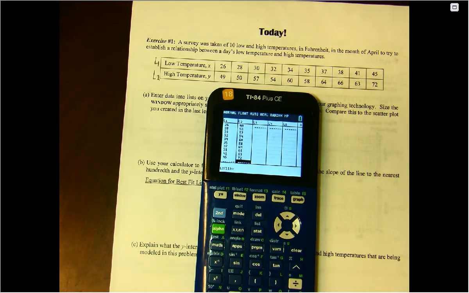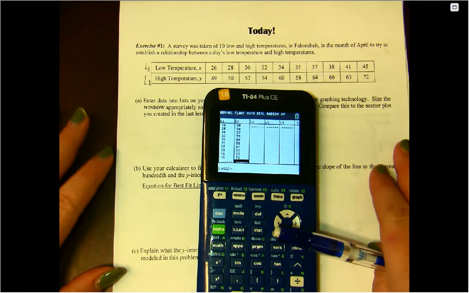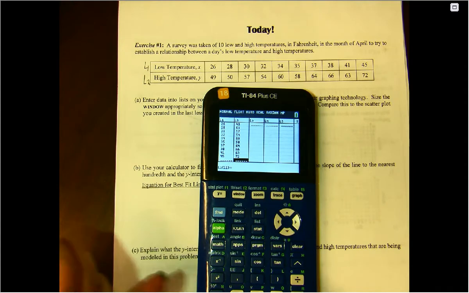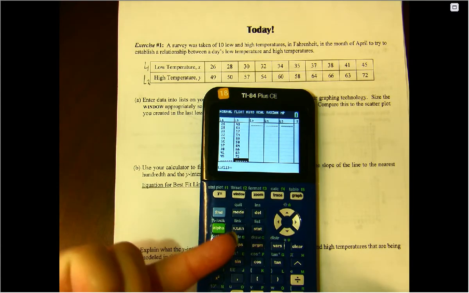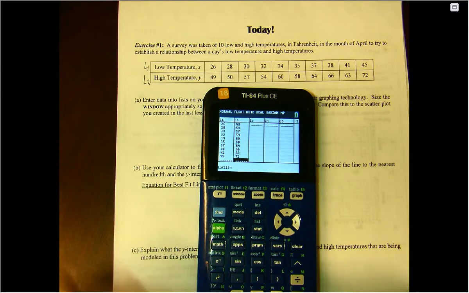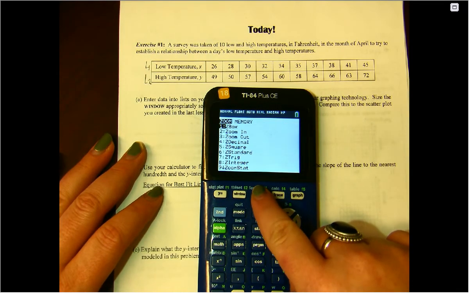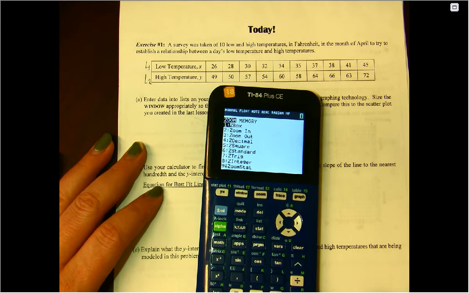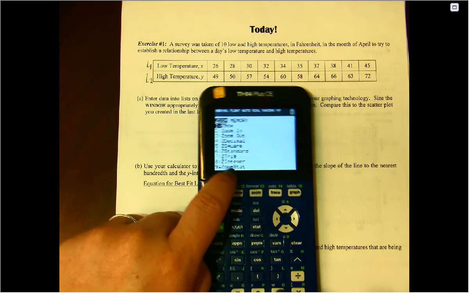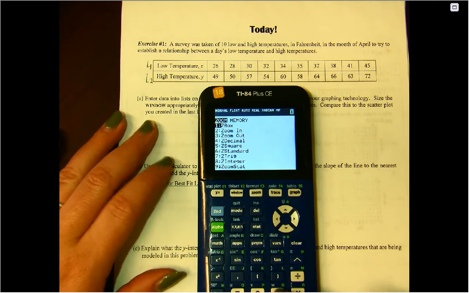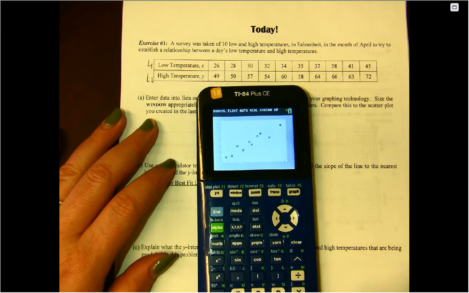Okay, so I have my data here, all right? So I have my stat plot on, and I have my data. The next thing you're going to do to get the graph is you're going to hit zoom, okay? Right here, that zoom number, and then you're going to hit number 9. So you see number 9, it says zoom stat. That means you want to zoom on the statistic function, okay?